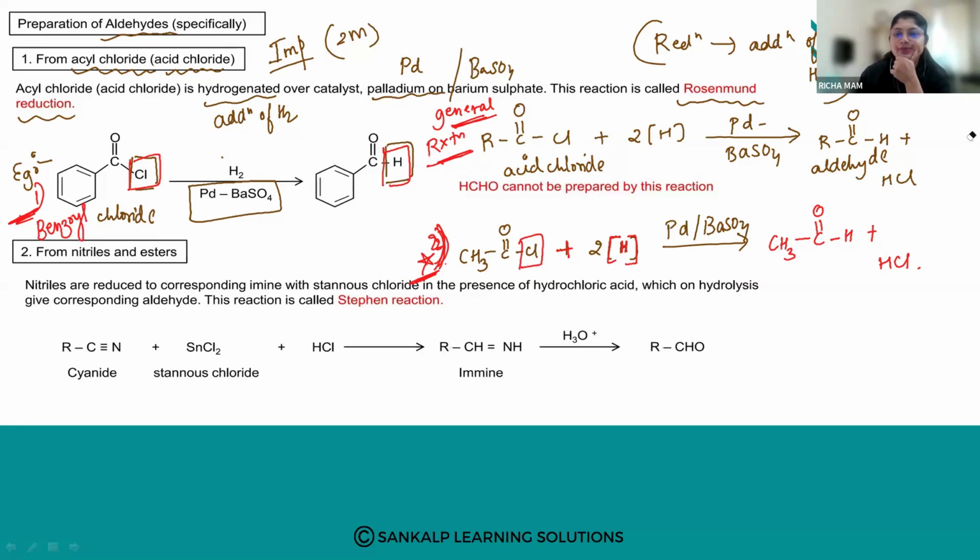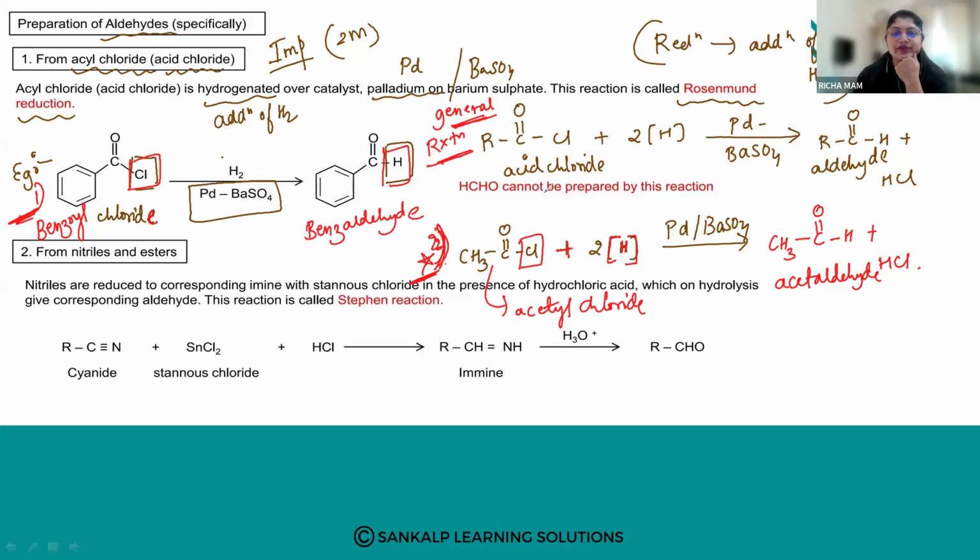So what is the name? This is benzoyl chloride and we are going to get benzaldehyde. Benzoyl chloride, benzaldehyde. And this is acetyl chloride and we are going to get acetaldehyde. Acetaldehyde. Okay.